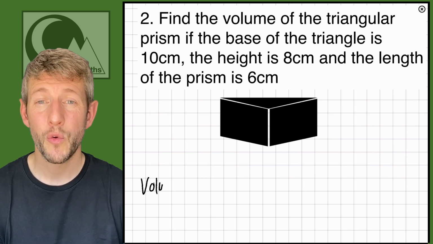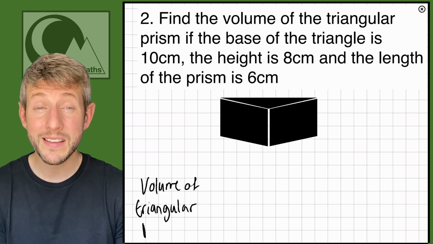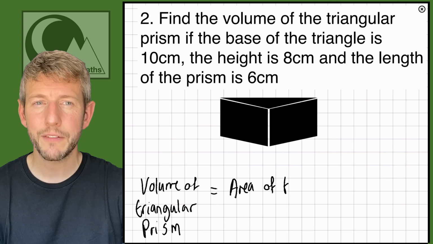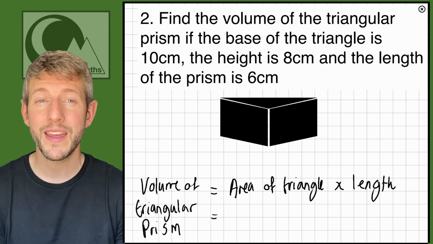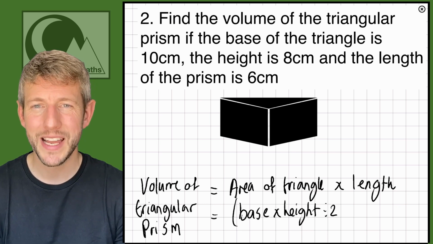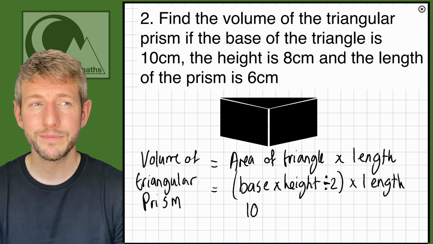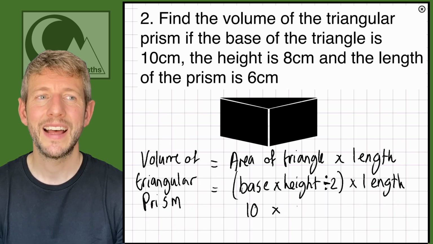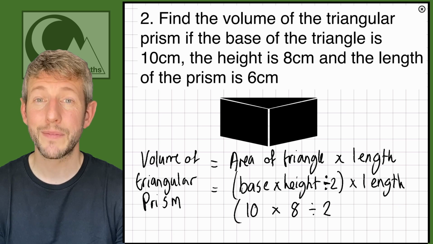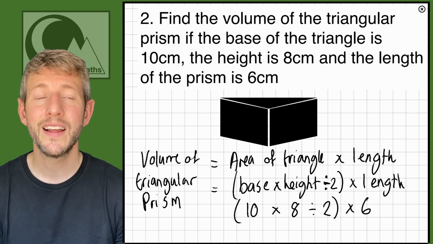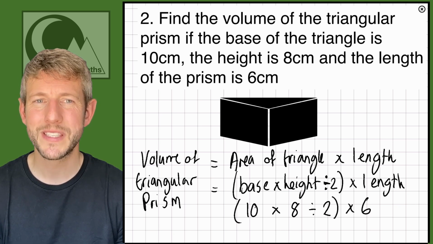Okay, so remember the formula? It's the area of the triangle times length. So base times height divided by 2 times length. So we've got a base of 10, a height of 8, and a length of 6. So we're going to have 10 times 8 divided by 2 times 6.